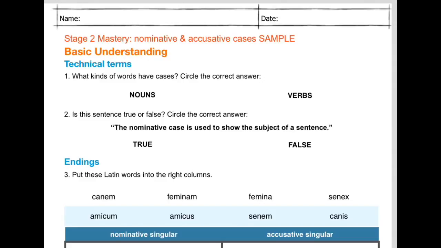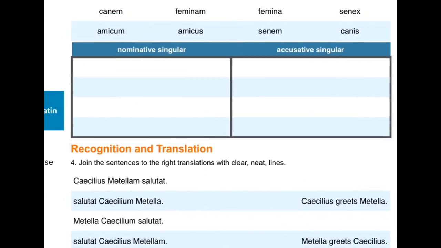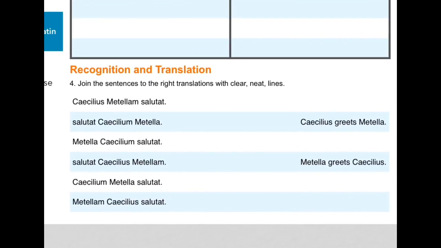We'll start with a quick look at all the sections. So the first section is about technical terms, nouns and verbs, the accusative and nominative cases, subject and object of sentences, that kind of stuff. Second section is about the endings of the cases, the nominative and accusative singular, and the third section, question 4 here, is putting it all together to see if you can work out how Latin expresses these two sentences, how you can tell the difference in Latin.